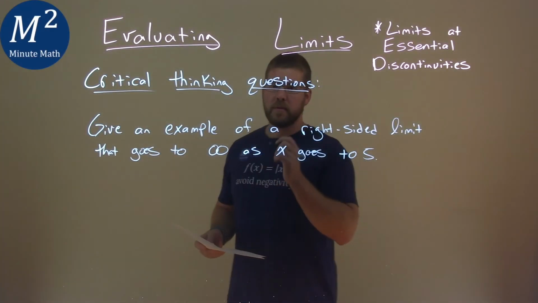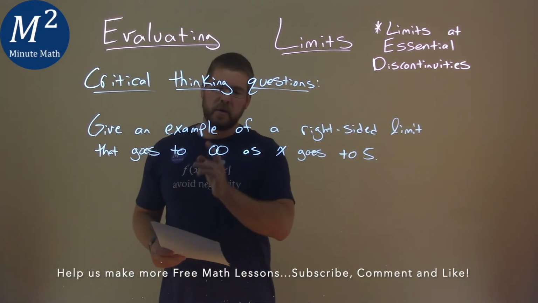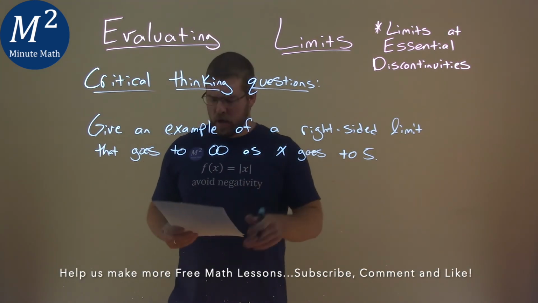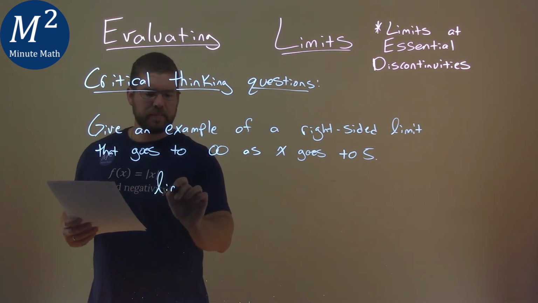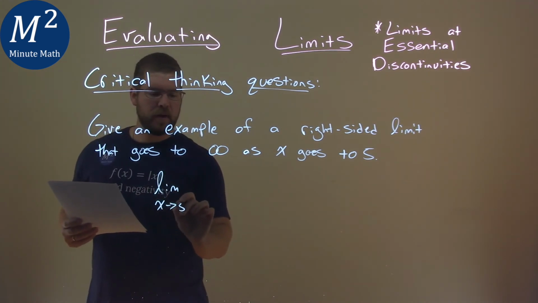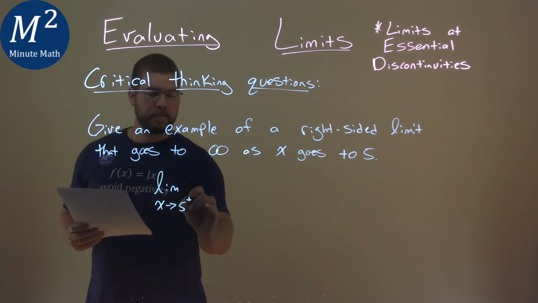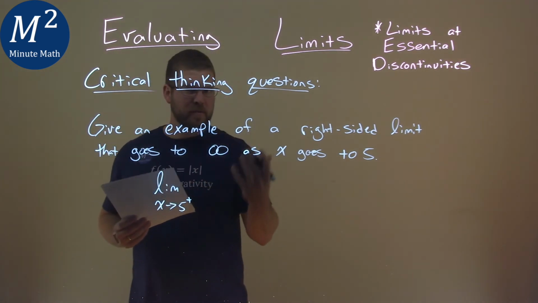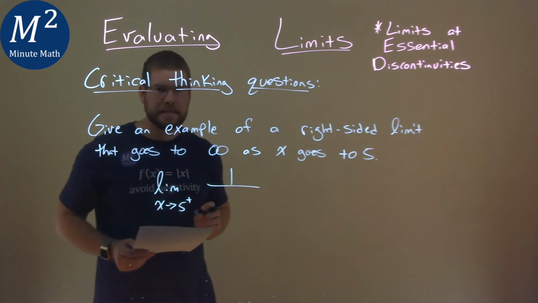We're given this critical thinking question. Give an example of a right-sided limit that goes to infinity as x goes to 5. So we know x has to go to 5, right? So we have a limit as x approaches 5, and it has to be a right-sided limit, so it's approaching from the right there. Okay, well, let's make it simple. If it's going to infinity, we're dividing by, in a sense, a 0. So divided by, we're going to put some x down here.